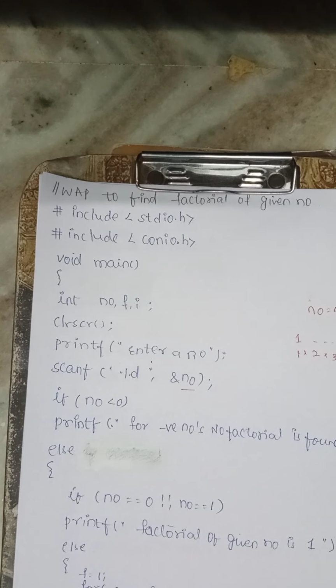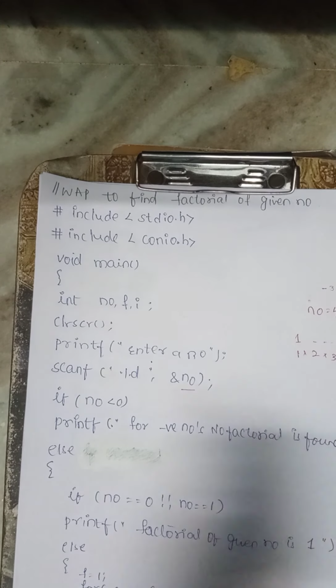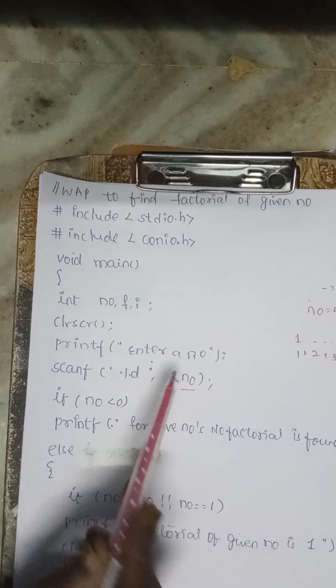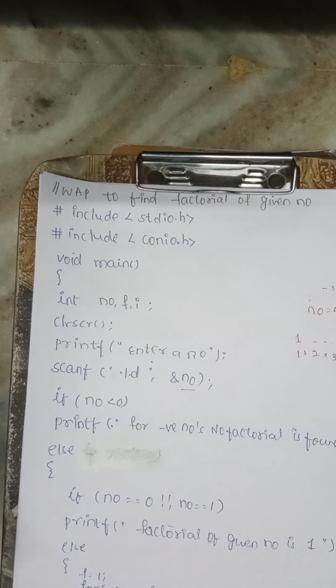Now first of all, if I give 4, then 4 factorial is 24. Now I want to check whether the given number is a positive number, a negative number, or 0. Normally, for negative numbers there is no factorial value. For example, the program asks, enter a number, and I enter the number as -3. -3 is also a number. So first check whether the number is positive or not.